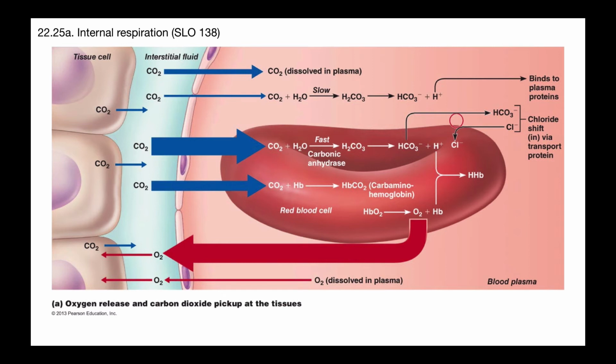But all the blue arrows, the carbon dioxide, are moving in the other direction. Going through in kind of the same order, carbon dioxide can bind with the hemoglobin to become that carbaminohemoglobin. That's one way it can go.